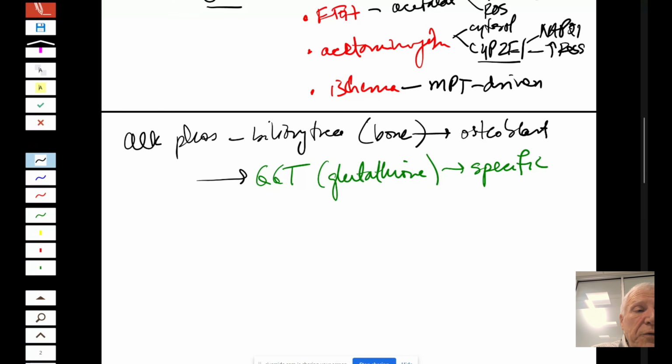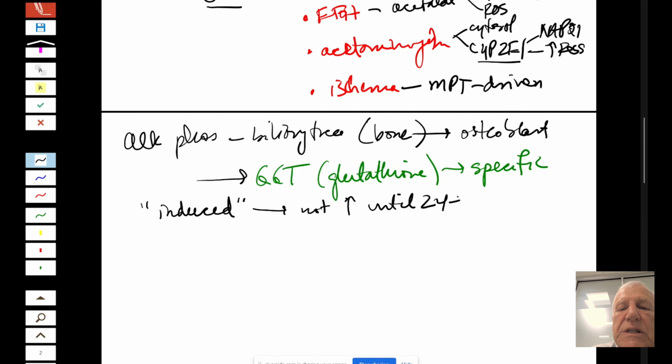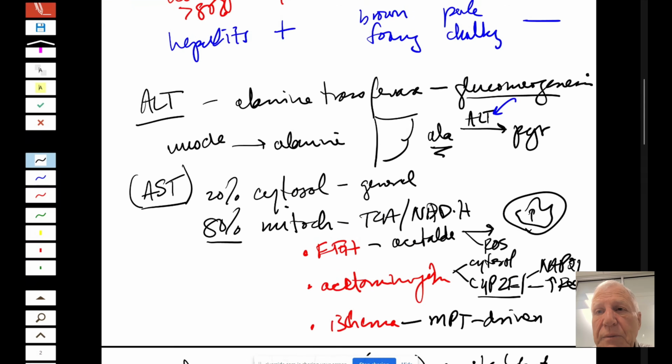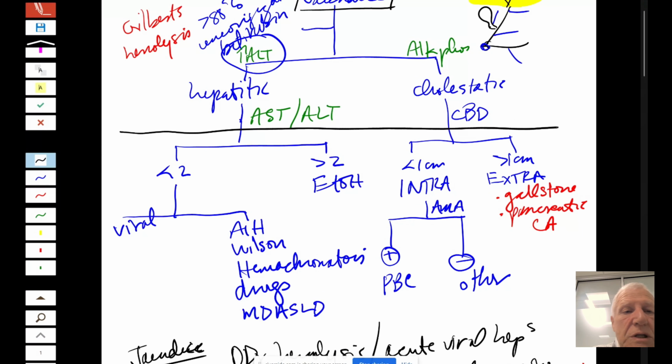Now, note there's one difference here than when we talk about our ALT. ALT is a cytosol enzyme that's released into the interstitium when the cell dies and dissolves. Alkaline phosphatase is not. It is induced, which means when you have whatever the insult is to the biliary tree, it's not going to increase until at least 24 to 48 hours because it has to be actually upregulated. So in that sense, they have a little bit different time lag. So you can see we've just done the top half of this discussion.